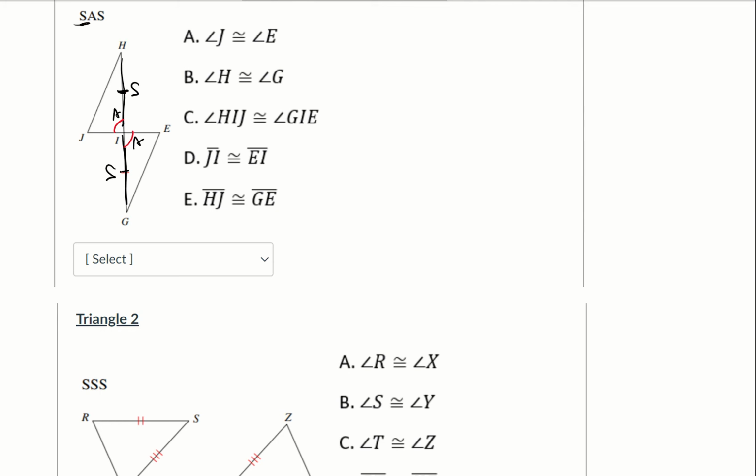So we have a side, and we have an angle corresponding to the same angle on the other triangle. And then what we're going to need is this side right here. We need to know that these are congruent to get SAS. And so we know that JI, this side, has to be congruent to EI. We have to know that. Okay, so the answer is D.